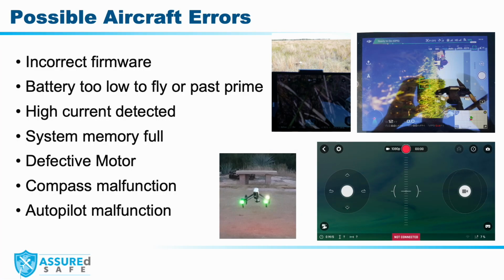Possible aircraft errors can come from a myriad of different locations. Incorrect firmware may not include safety and known software bug corrections. Battery too low to fly, resulting in a loss of power. High current detected, caused by a possible short circuit. System memory full, which results in loss of payload functionality. Defective motor and a blinking light that can turn into a CFIT situation or departure from flight. Compass malfunction that could result in the loss of heading information. An autopilot malfunction that could lead into uncontrollable flight.